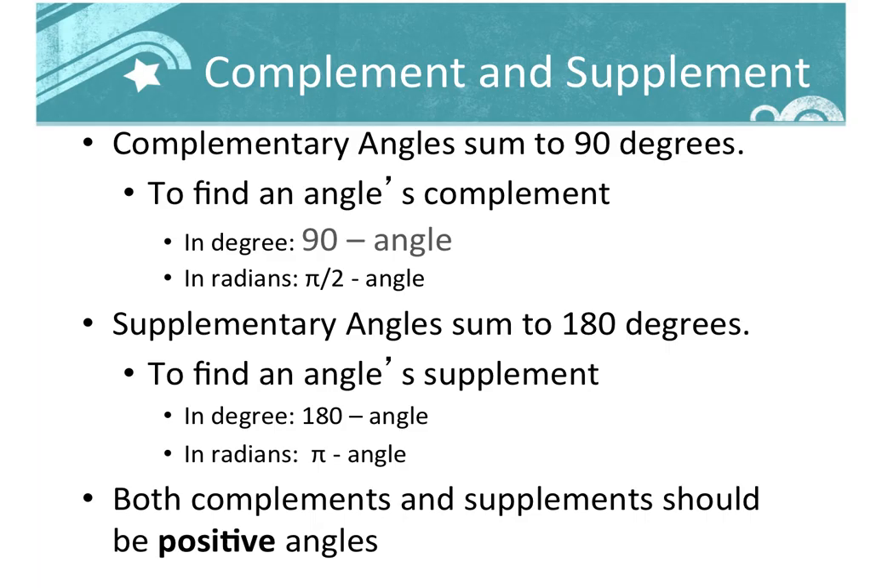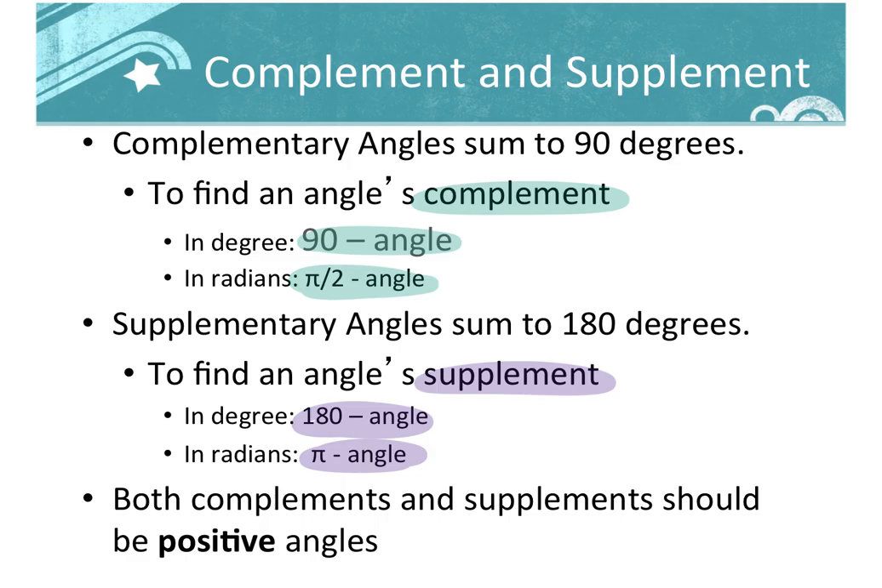If it's in radians, the equivalent of 90 is pi over 2, so we do pi over 2 minus the angle. And if it's in radians and it's asked for the supplement, the equivalent to 180 is pi. So we do pi minus the angle. What you don't want to do here is have to convert from radians to degrees, find it, and then have to convert it back. Okay, that's a complete waste of time. So we need to learn these. Complement, 90 minus the angle if it's in degrees, pi over 2 minus the angle if it's in radians. Supplement, 180 minus the angle if it's in degrees, pi minus the angle if it's in radians.